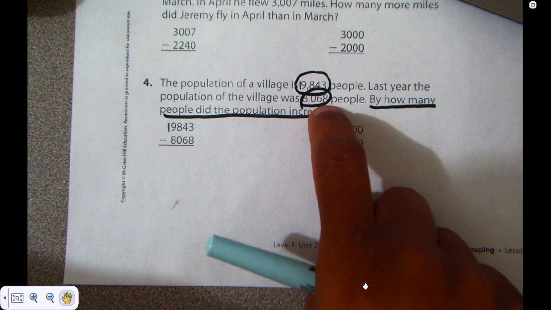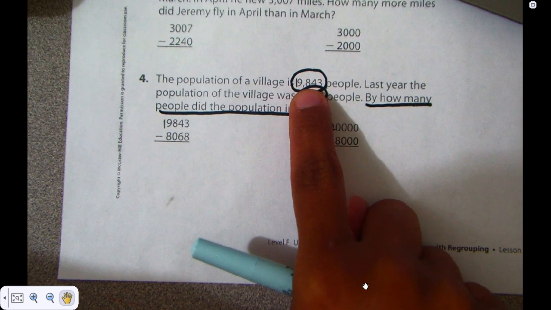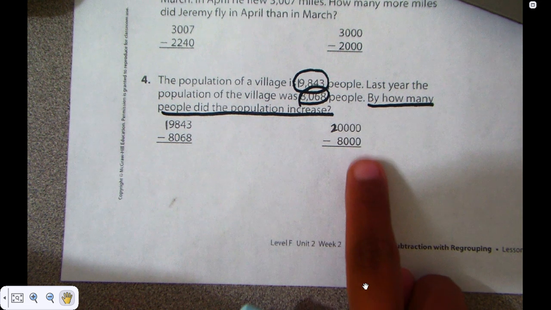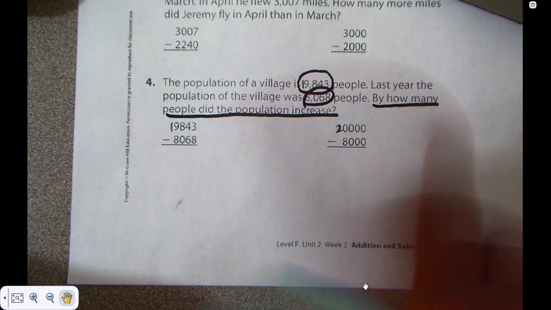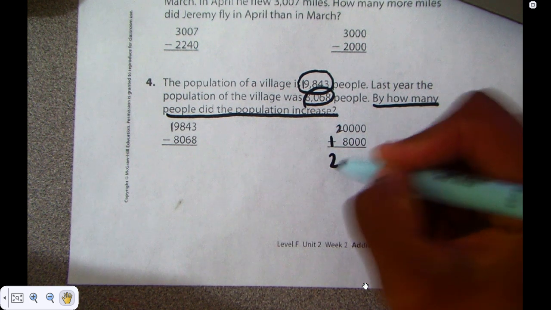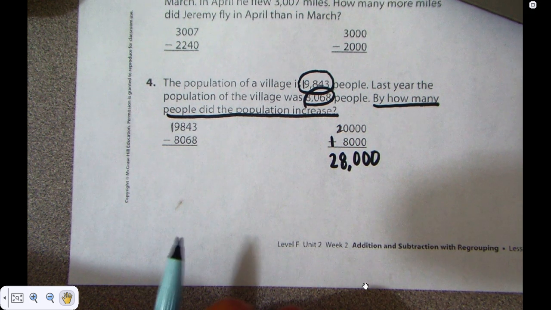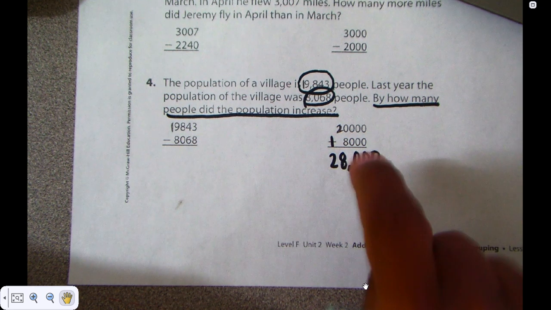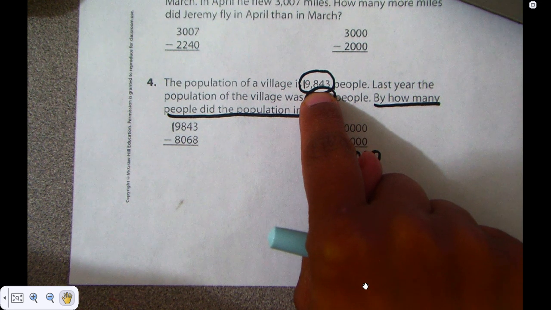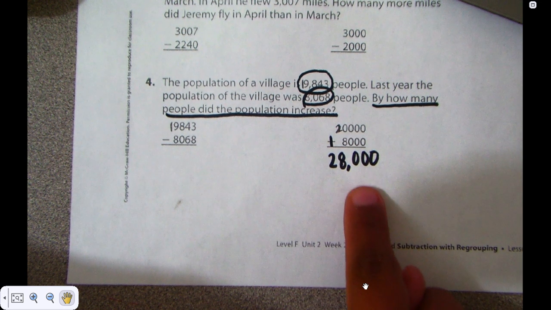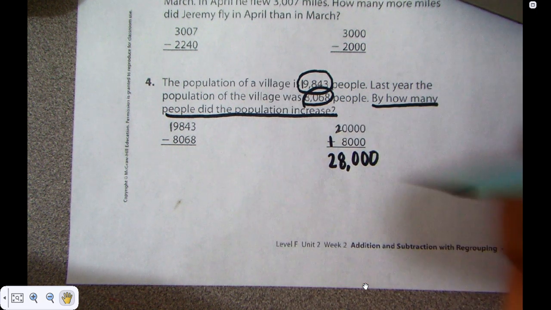19,843? It wouldn't make sense to add, because if I look at how they estimated, this 19,000 number is close to 20,000. This 8,068 is close to 8,000. If I were to have added these, I would have said the population increased by 28,000 people. That doesn't make sense. This number, 28,000, is bigger than 19,843. The population can't increase by more people than actually are living there. So I have to subtract.